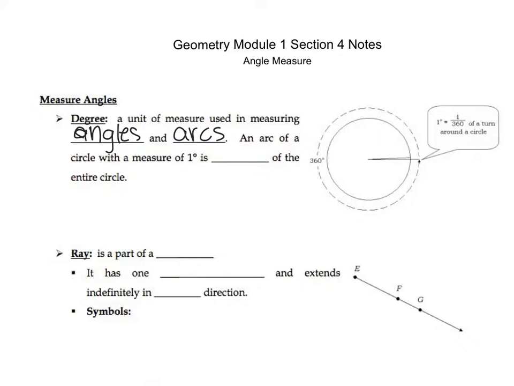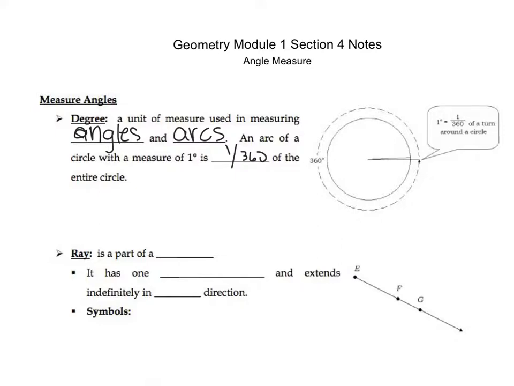An arc of a circle with a measure of 1 degree is 1/360th of the entire circle. So if you remember correctly, a circle measures 360 degrees. So 1 degree is 1/360th of a turn around that circle, as in the image.